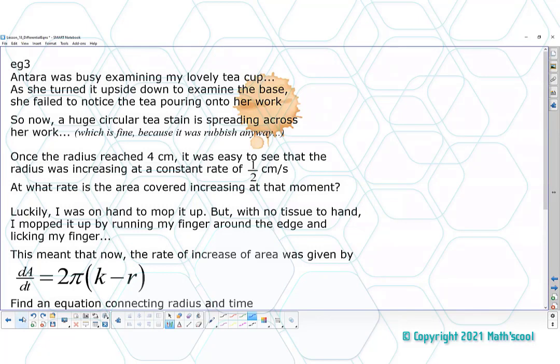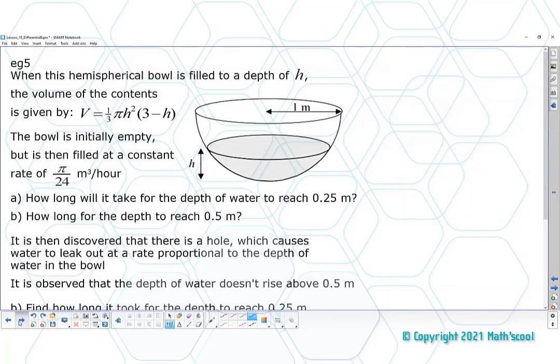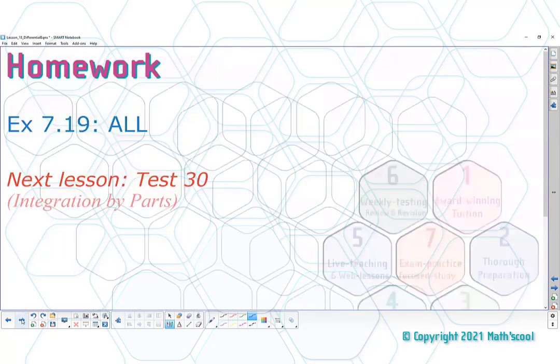Homework is... See, I'm still skipping the last few questions, even though we spent the whole entire lesson doing those things. Homework is exercise 7.19, all. This is a tricky exercise, in case you hadn't already guessed it.